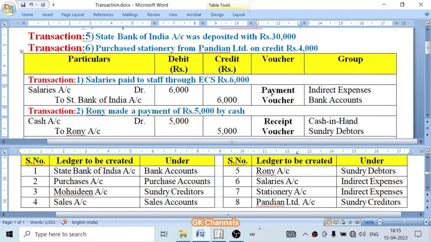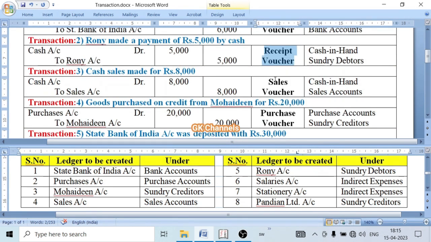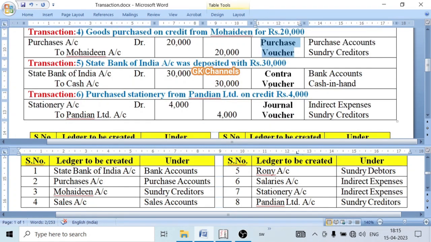Payment voucher is used whenever we are paying something. Company is paying something to others. Receipt voucher is used when our debtors are the persons who are paying money to us. Sales voucher whenever we are handling some goods sales. Purchase voucher whenever we are purchasing some goods. Contra voucher to transfer money between accounts, cash accounts or bank accounts, or between cash and bank account or bank and cash account.